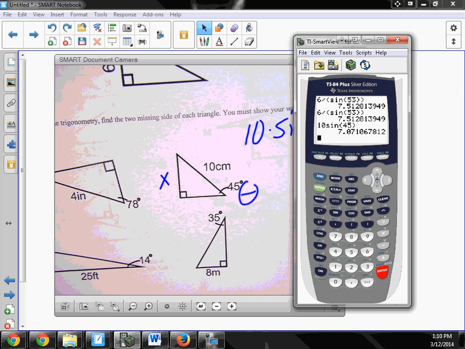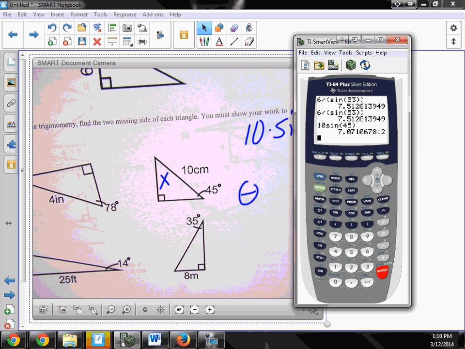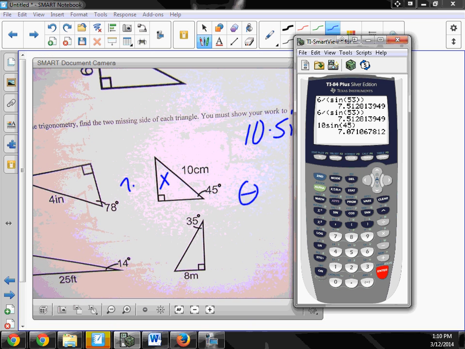Yeah, you could move theta. Cosine. Right, but in this case, because the two angles are the same, it doesn't matter. If you were over here, then the sine of 78 is equal to the cosine of 12. And that's actually a question on your worksheet. Okay, so 7.07, 7.07. What's the other one going to be?